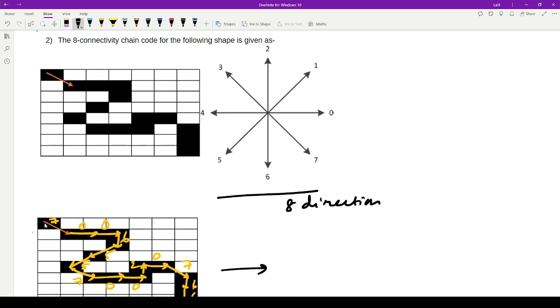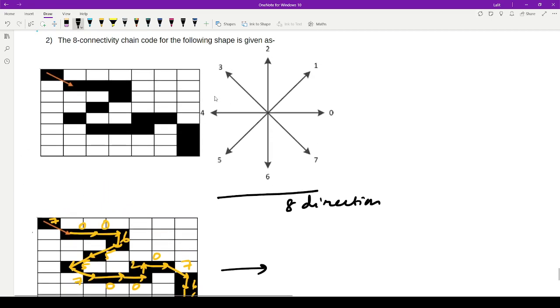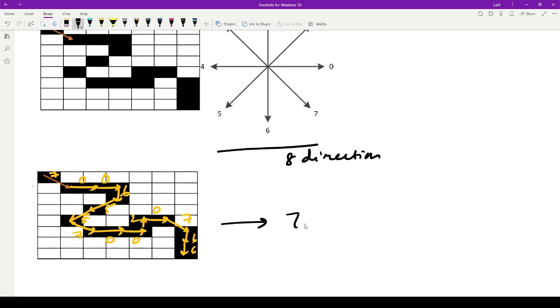So everyone got the idea of how we trace the path based on the direction. We just check for a 1-pixel change in the 8-neighborhood, and then assign the direction in which these directions are labeled. So what we get is 7006557002076. Hope the answer is right.